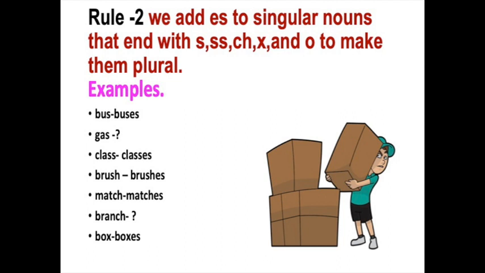Rule 2 says, add ES. In the previous slide, we put only S. Now in this slide, ES, to singular nouns that end with S, SS, CH, X or O. To make them plural, we have to put ES.